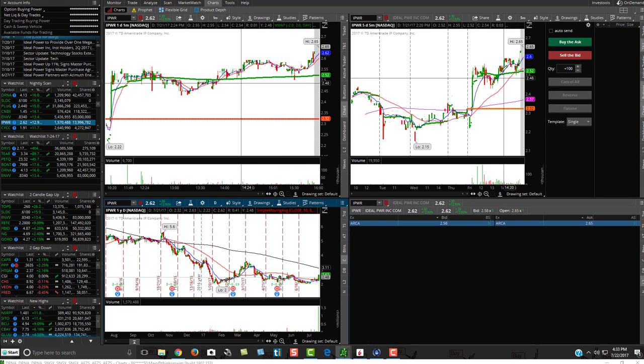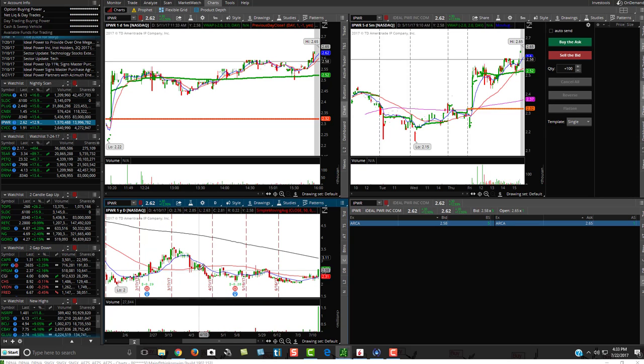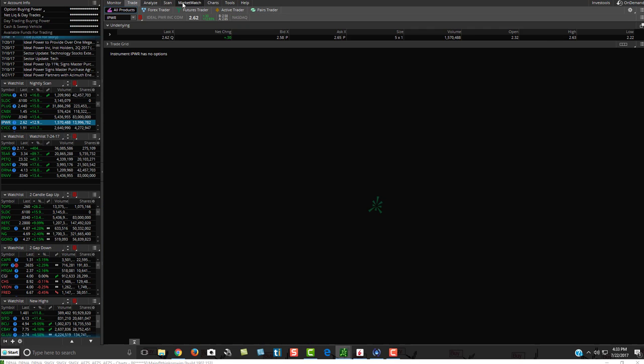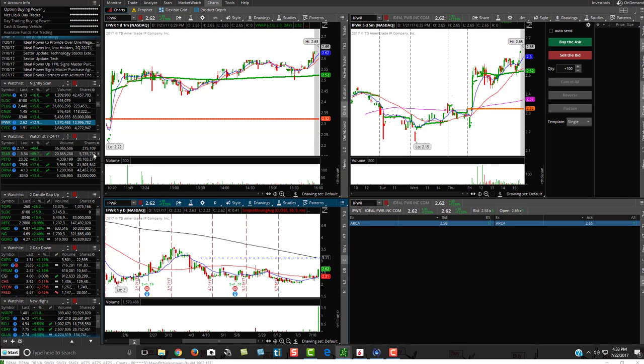IPWR, it did hold its highs. Does have some volume. We'll see up in this area. There's some resistance right there at 311. But, I mean, that's a nice one to watch. I'll put that on the watch list. It had some volume, did hold its highs. So we'll put that one on it.